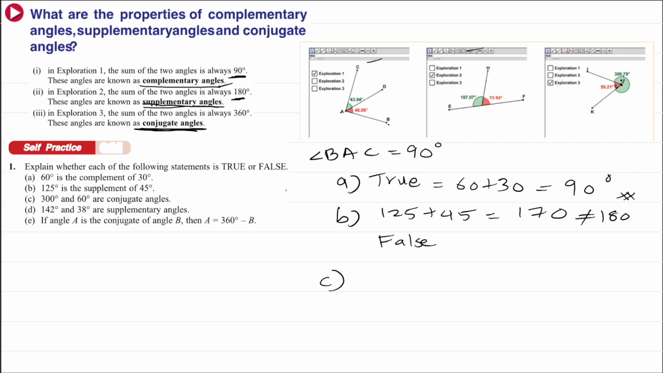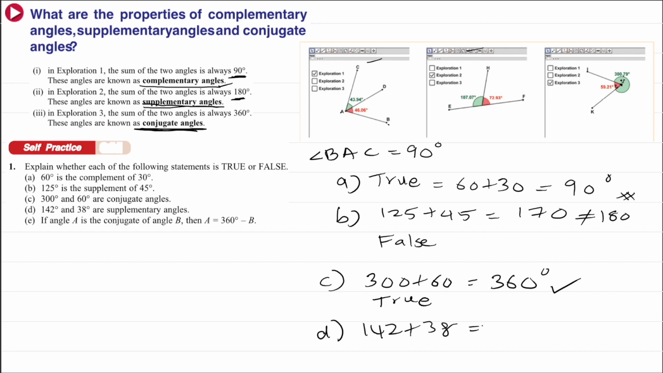Tengok C. 360 are conjugate. So, cuba try tambahlah 300 tambah 60. Kita dapat 360. Which is true lah. This is true. Okay. D. Sama juga 142 tambah 38. Kita dapat 180. So, this one also true.